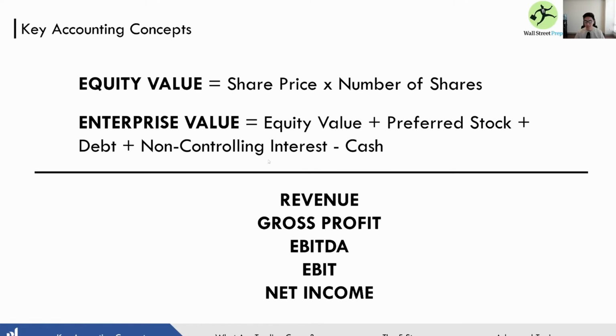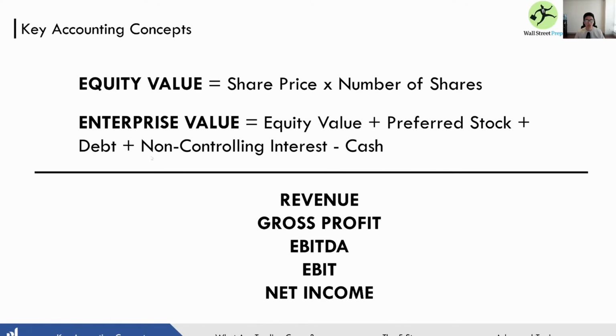I know that might be a little bit confusing, but don't worry too much about preferred stock and non-controlling interest when you're thinking about enterprise value, because those are not super common amongst most companies. I say like 90% of companies don't have either of those, but 100% of companies will have cash. I don't know exactly what percent, but a lot will have debt. So those are what I would focus on.